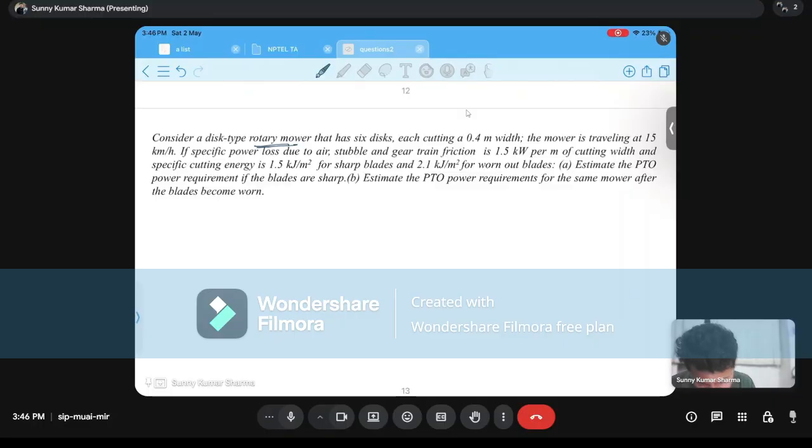and it is given that consider a disk type rotary mower that has 6 disks, each cutting a 0.4 meter width. The mower is traveling at 15 km per hour. These things are same as ever. And if the specific power loss due to air, stubble, and gear train friction is 1.5 kilowatt per meter of cutting width, and a specific cutting energy is 1.5 kilojoule per meter square for sharp blade and 2.1 kilojoule per meter square for worn out blade, estimate the PTO power requirement if the blades are sharp.